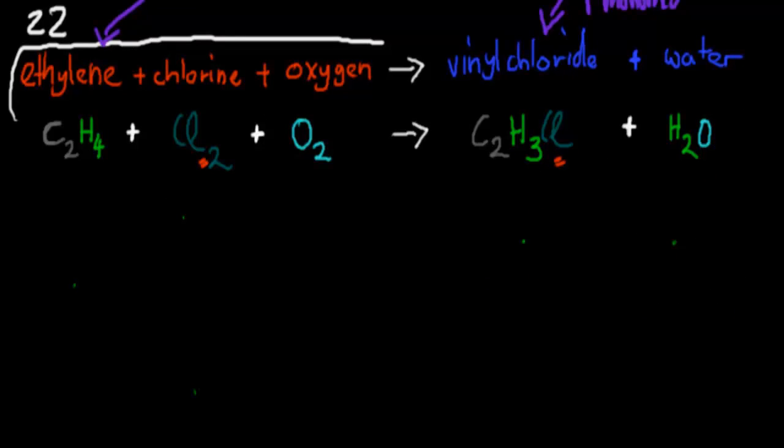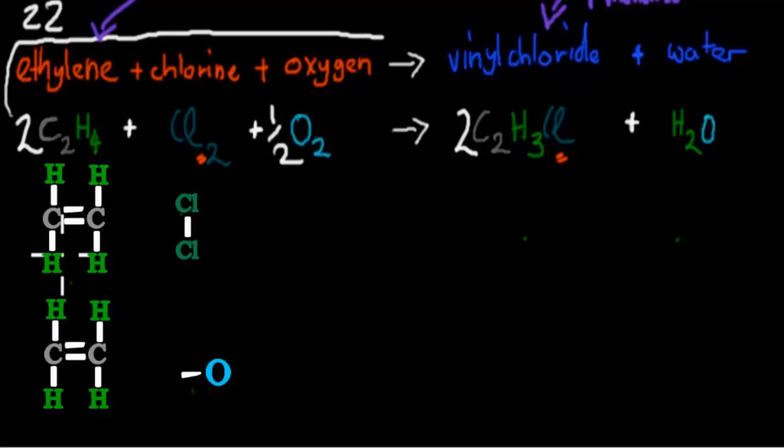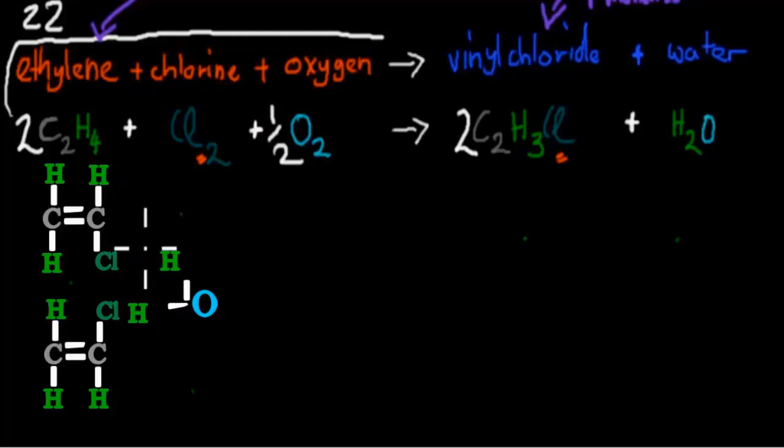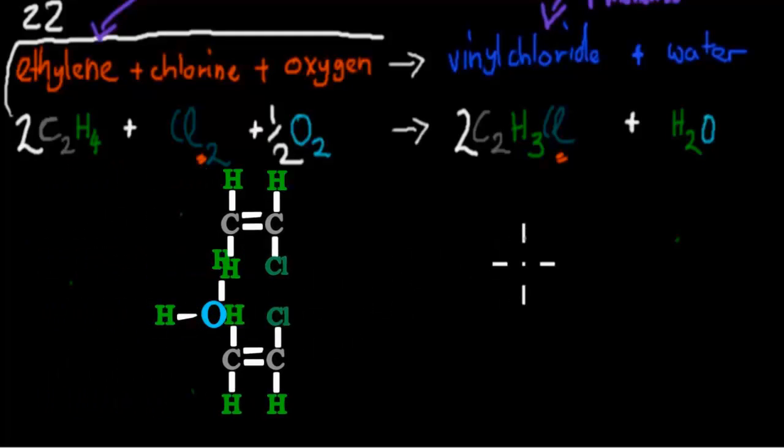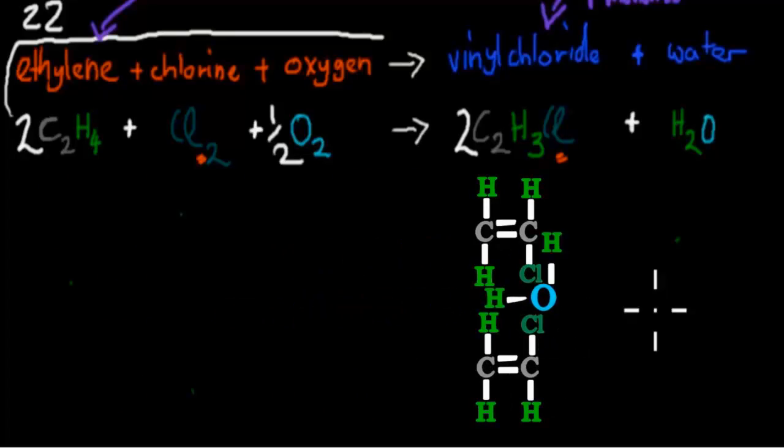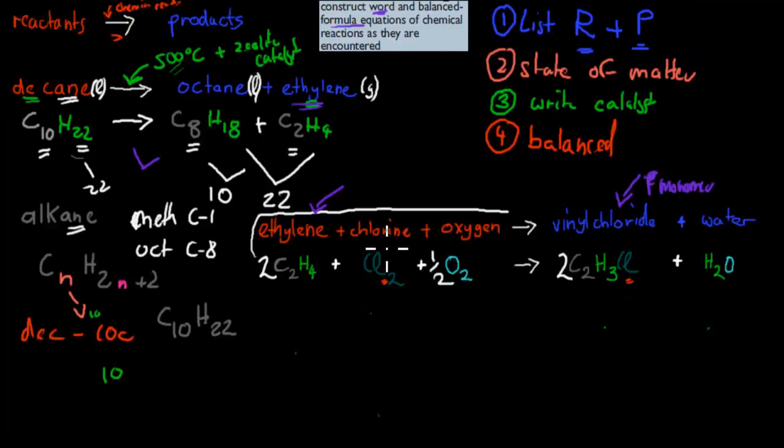So what we can do is balance it by, for example, putting a 2 in front of here, a half in front of here, and a 2 in front of here. And what you can see now is, let's do that again. Let's have this time 2 ethylene molecules. We have our chlorine molecule and only half an oxygen molecule. They all get to react together to form the new products. And now we have 2 vinyl chlorides and 1 water molecule. And now everything works out. So here, it's balanced.